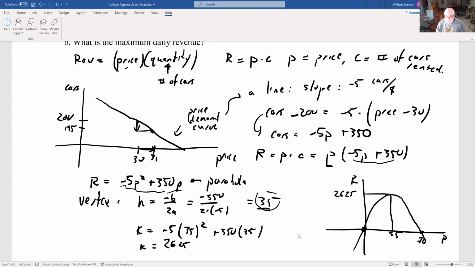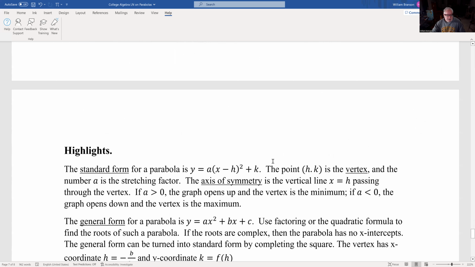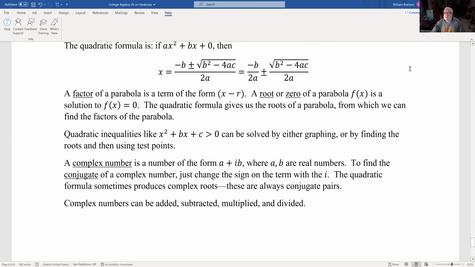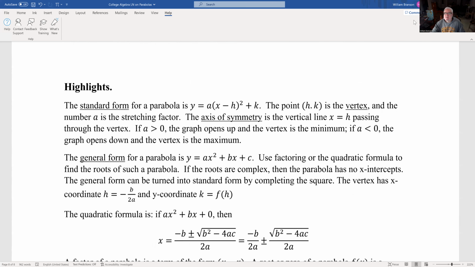How many cars do you rent out? Well, if your price is 35, you can plug that into here to figure out how many cars that you rent out. You actually rent 175 cars. Okay, so when you ask for a maximum, it means that you're looking for the vertex of a parabola. And then back here is the highlights of what we've done. And so that's parabolas.